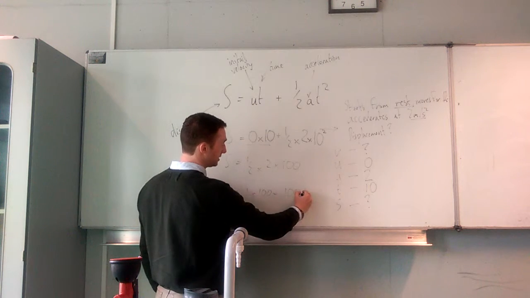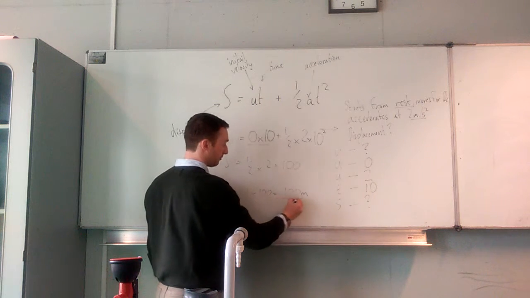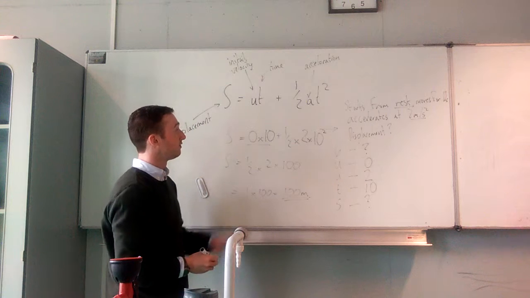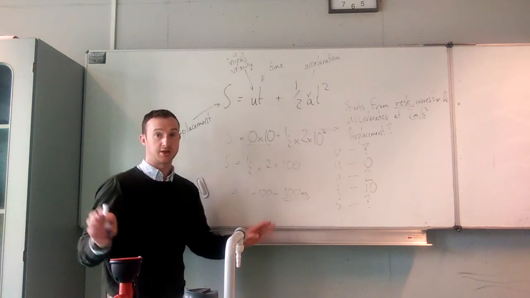This is always going to be in meters, because the acceleration is in meters per second squared. So moving at 2 meters per second squared, for 10 seconds, I'll go 100 meters. And those are the equations of motion.